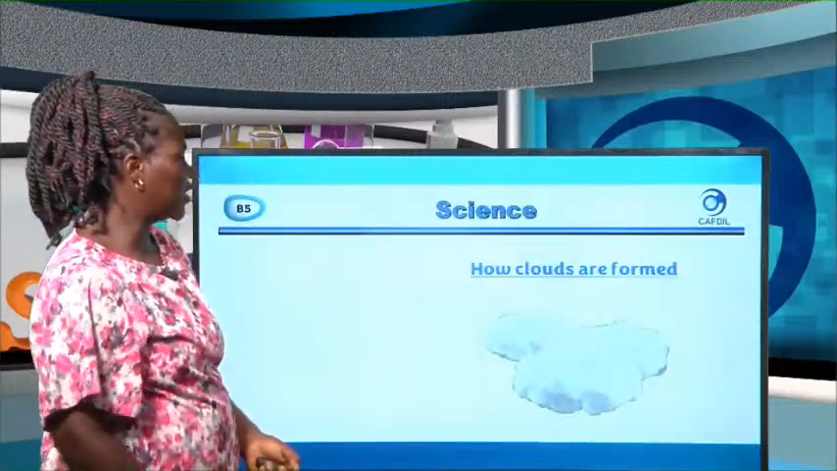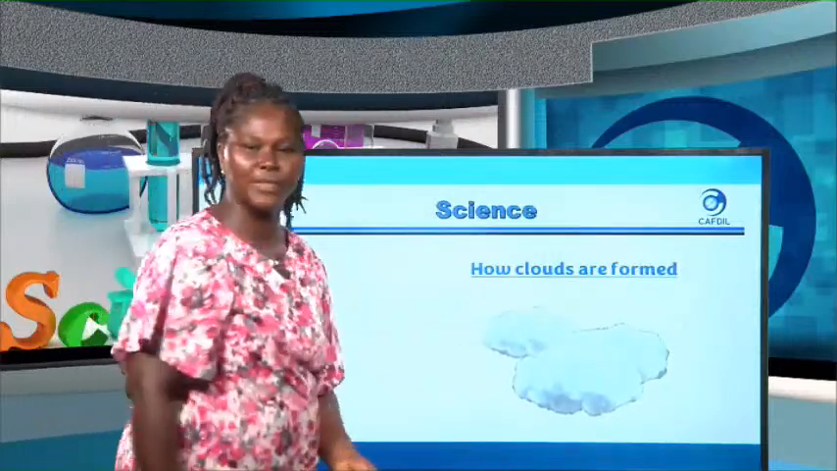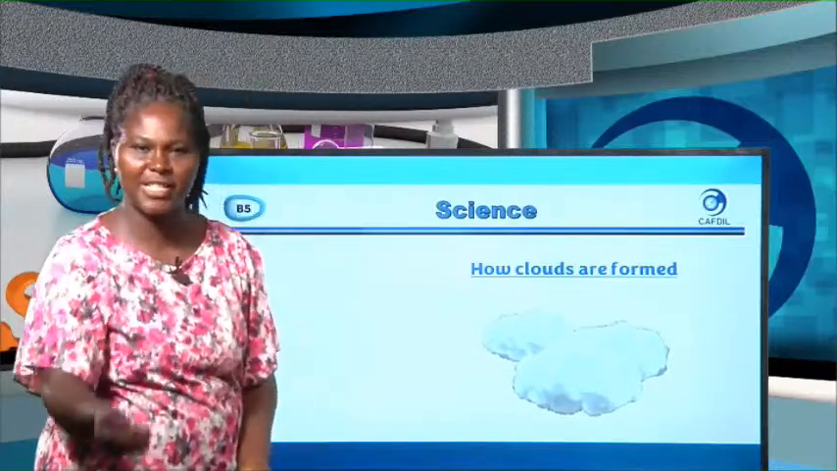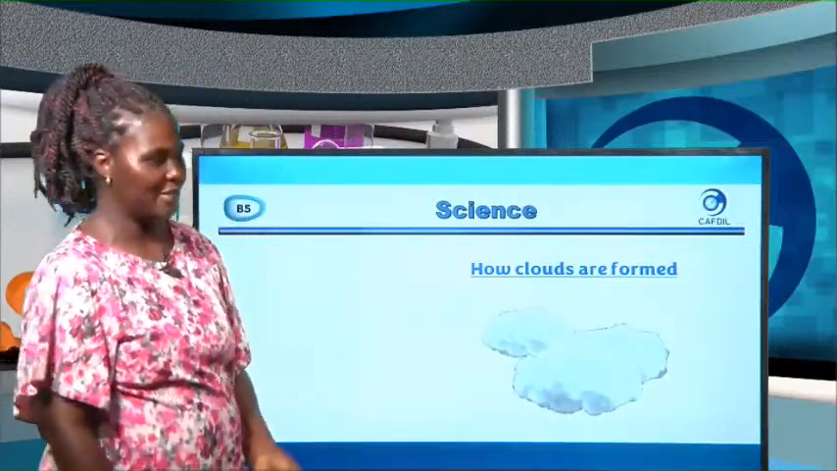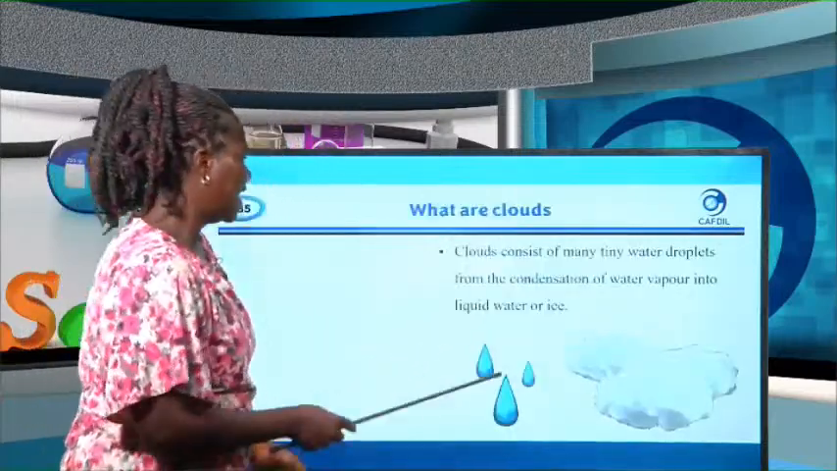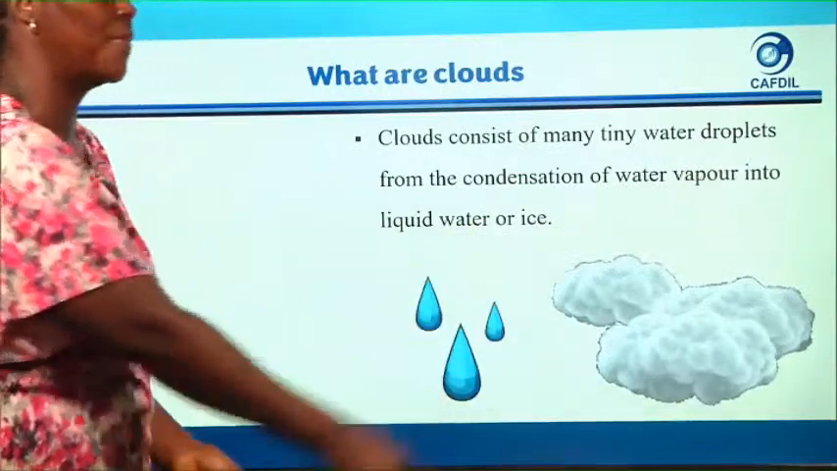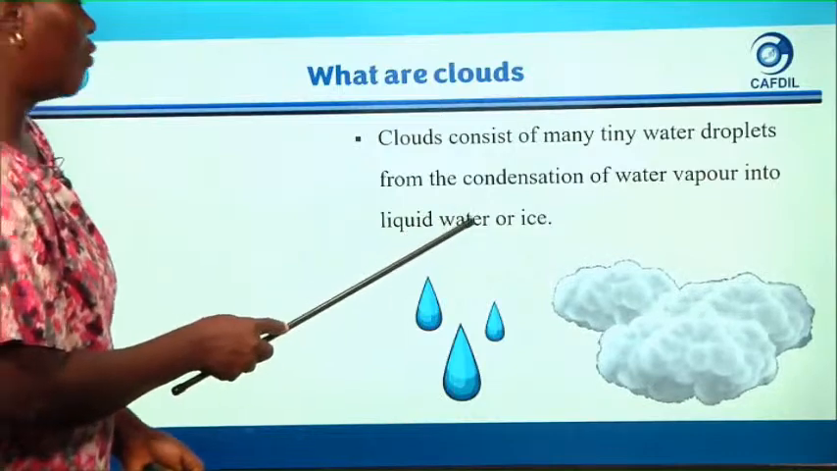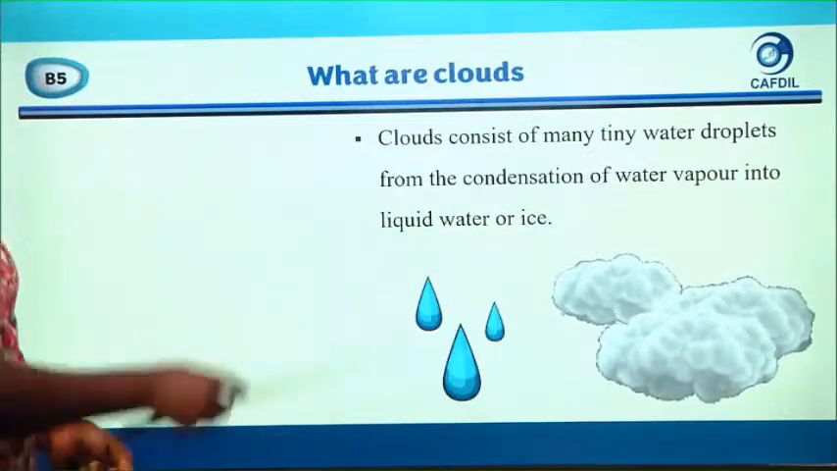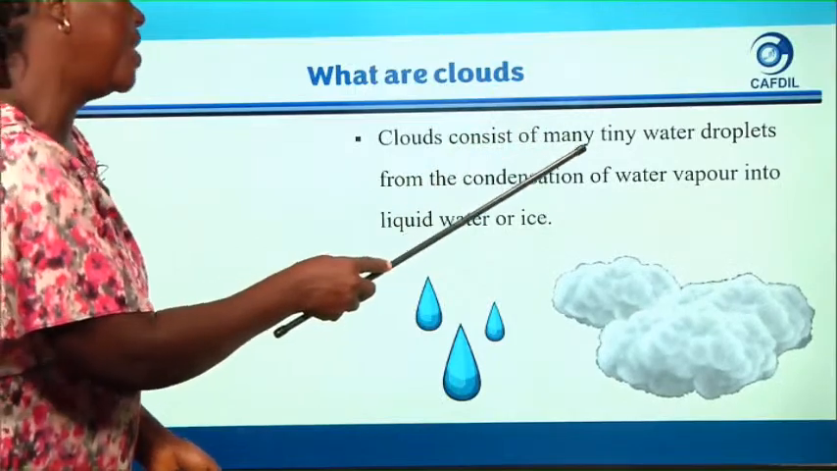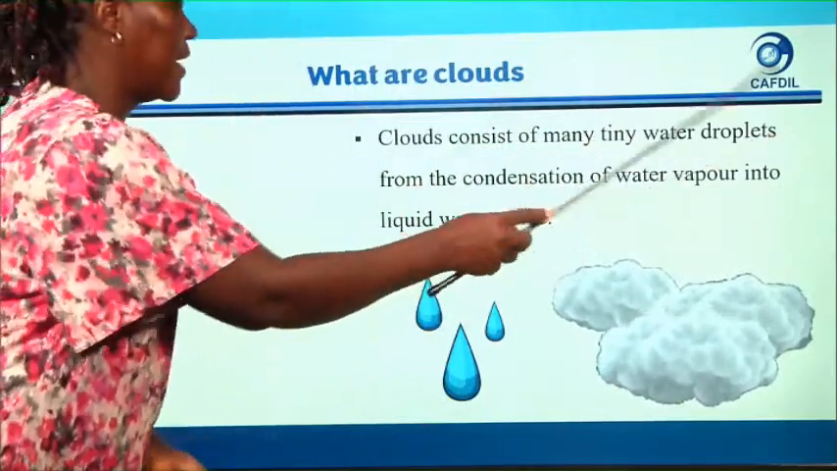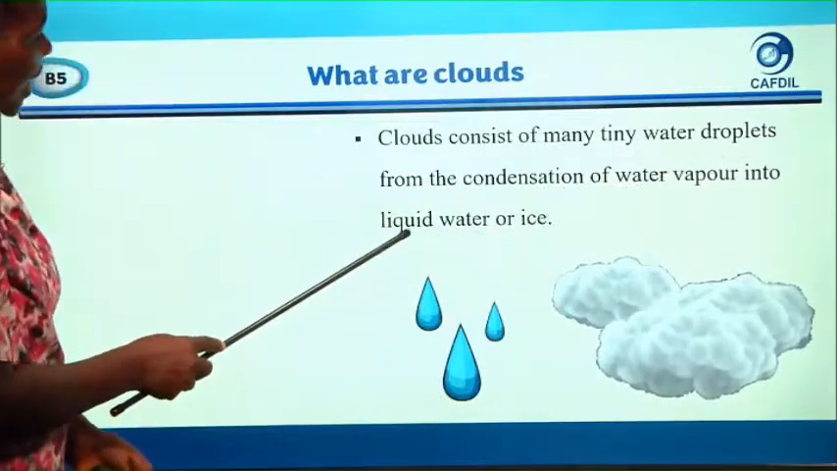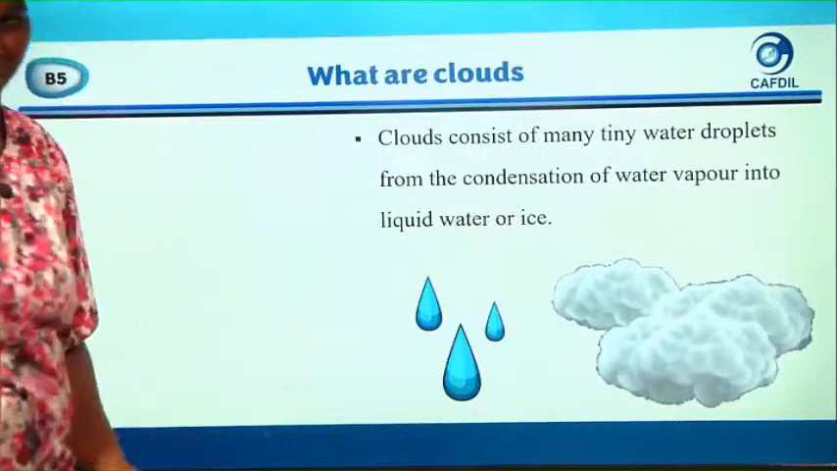Good. Now let's continue. Now, how clouds are formed with the application of evaporation and condensation. So let's look at it. Clouds consist of many tiny droplets from the condensation of water vapor into liquid water or ice.